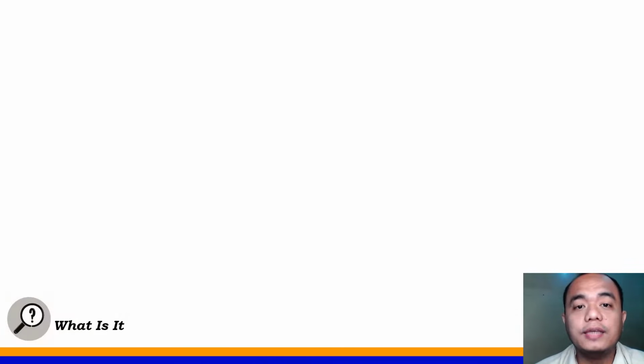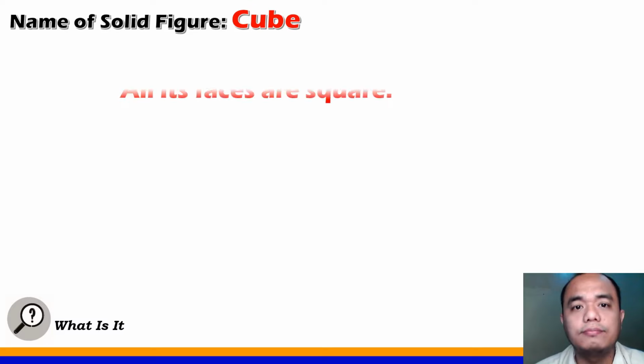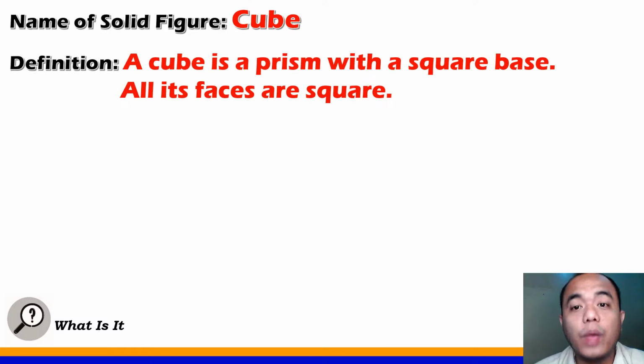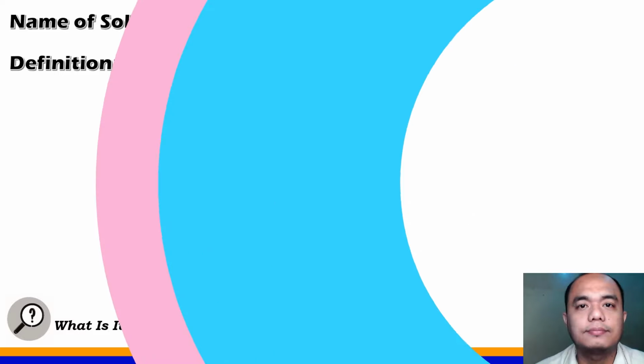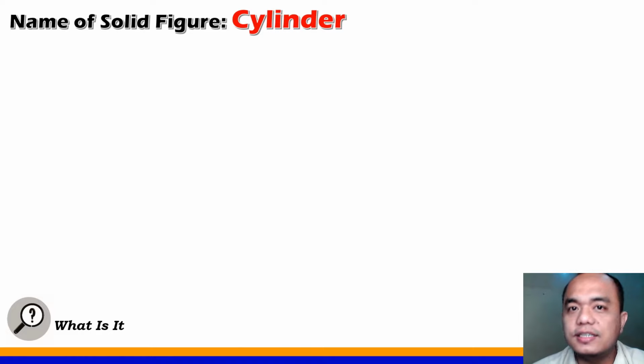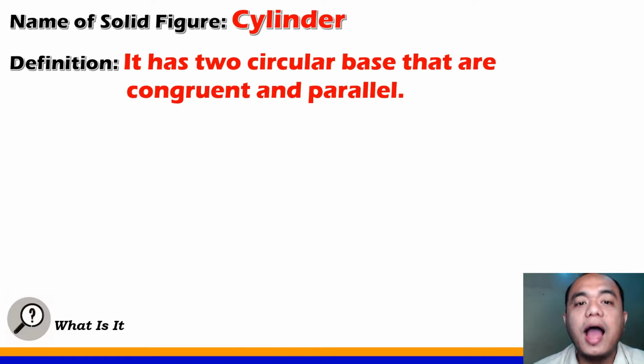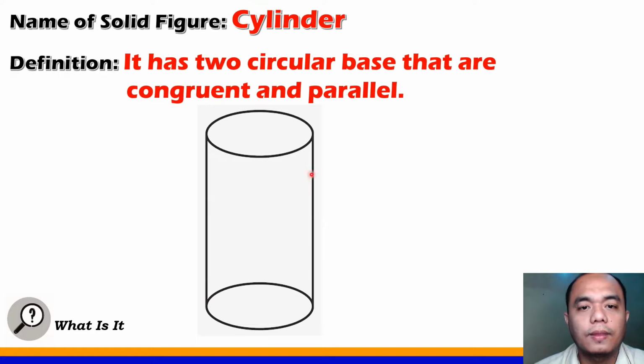The next solid figure is the cube. And how do we describe a cube? A cube is a prism with square bases. All its faces are square. So all the faces of the cube are square in shape. The next solid figure is the cylinder. A cylinder has two circular bases that are congruent and parallel. So these are the circular bases of the cylinder. You notice the cylinder has two circular bases, and these bases are congruent and parallel to each other.